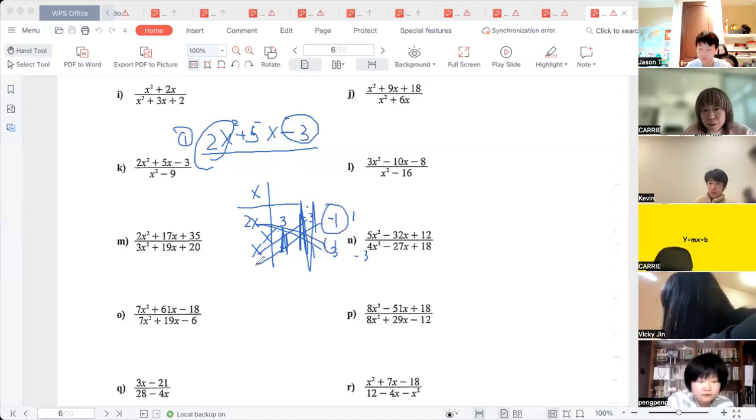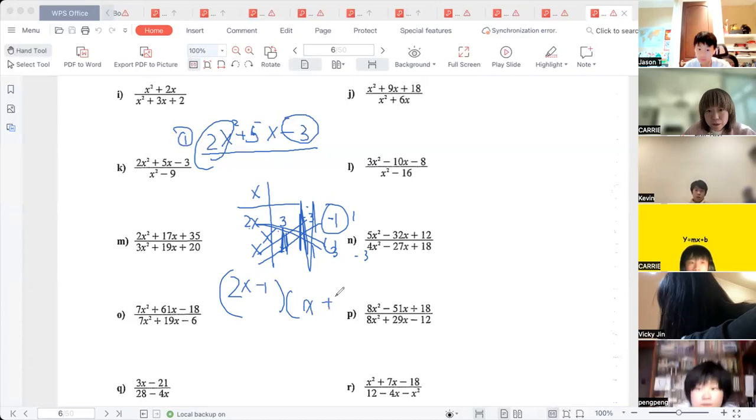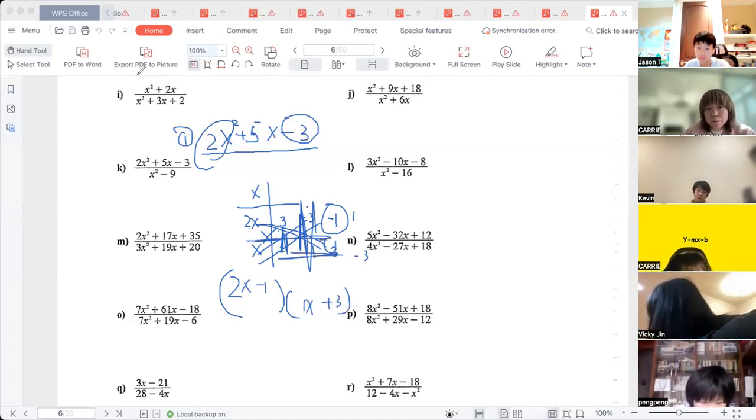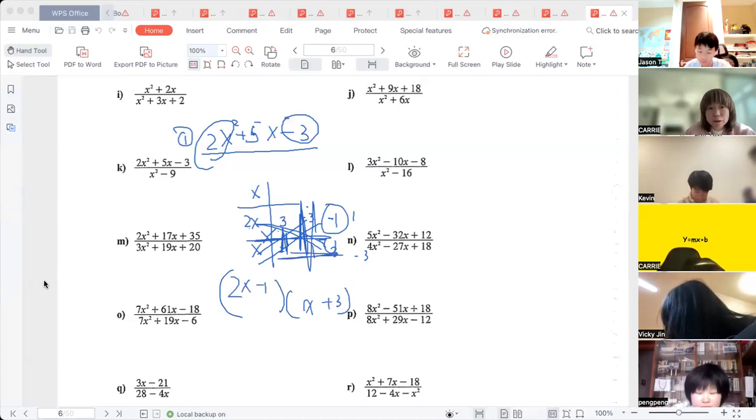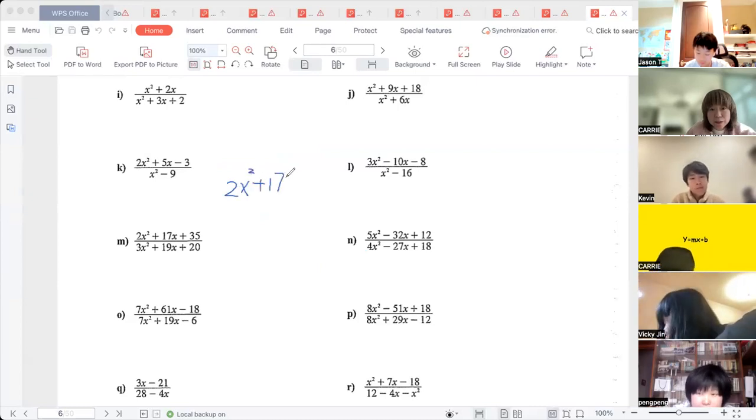So how do we put them in order? It's 2x minus 1 times x plus 3. Get it? Okay, so let's take a look at this one: 2x squared plus 17x plus 35.